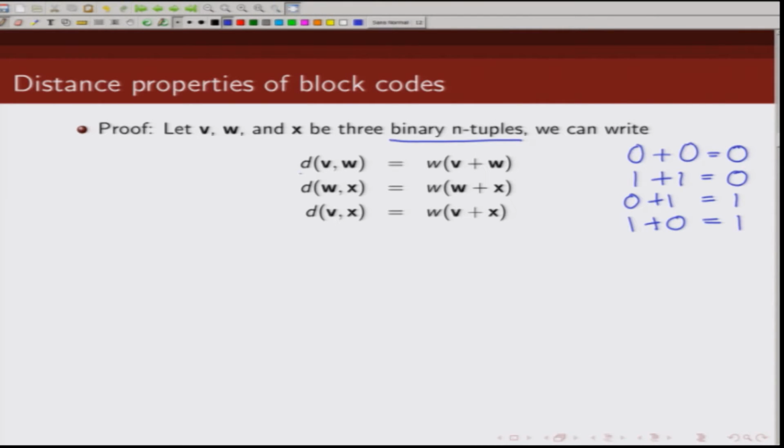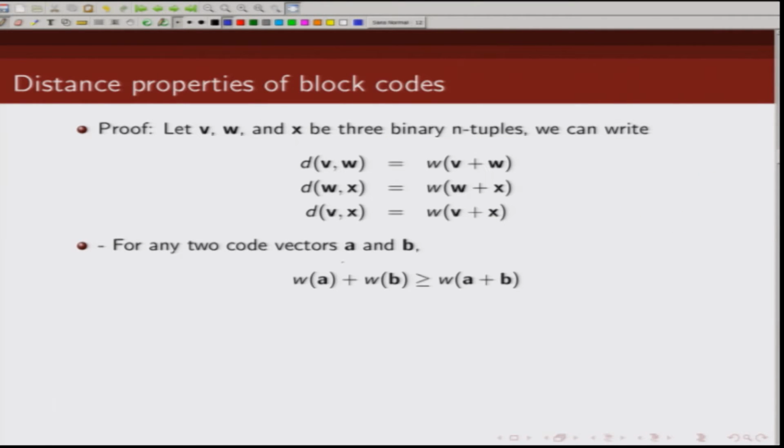So, we can write down the Hamming distance between V and W as the Hamming weight of V plus W. Similarly, we can write the Hamming distance between W and X as the weight of the vector W plus X, and we can define the Hamming distance between V and X as the weight of V plus X.